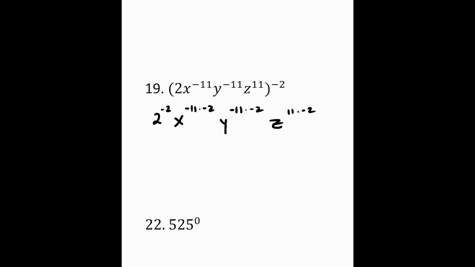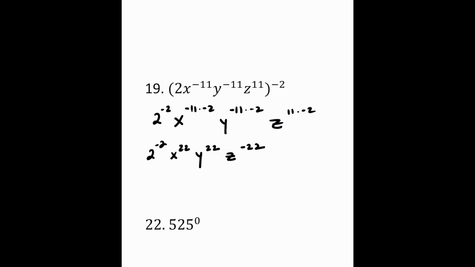I'm not going to worry about 2 to the negative second power yet, but I can look at that x to the negative 11 times negative 2. So x raised to the 11 times negative 2 is positive 22. Then y raised to the negative 11 times negative 2 is positive 22. And then z to the 11 times negative 2 is negative 22.